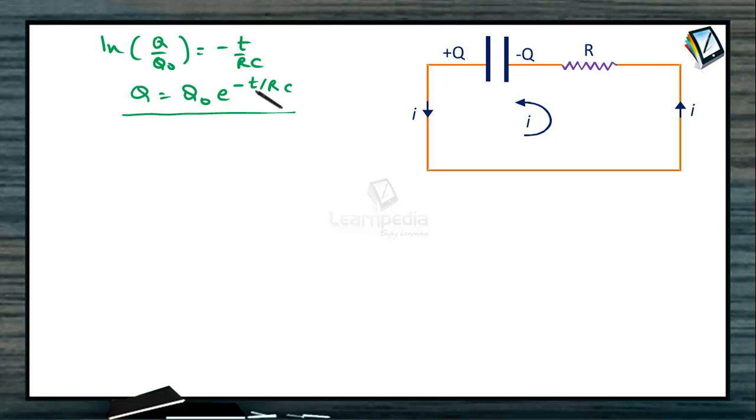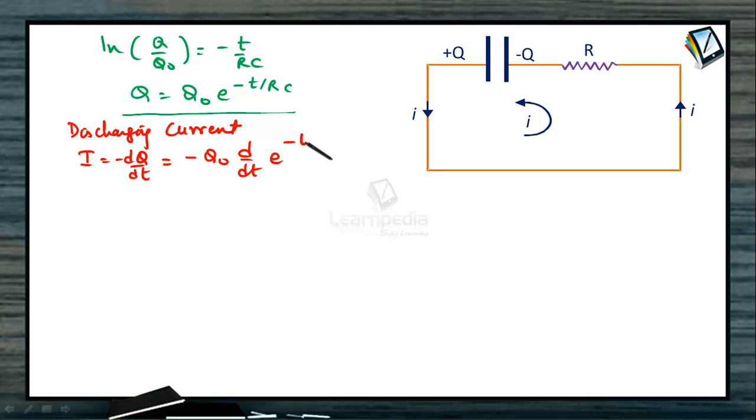So at t equal to 0, this factor is equal to 1 and the charge on the capacitor is Q0. As t tends to infinity, this will become 0 and the charge on the plates of the capacitor will become 0. Now we can also calculate the current. Discharging current I is equal to minus dq by dt. Differentiating, minus Q0 d by dt of e to the power minus t by RC, so I will be equal to Q0 by RC into e to the power minus t by RC.